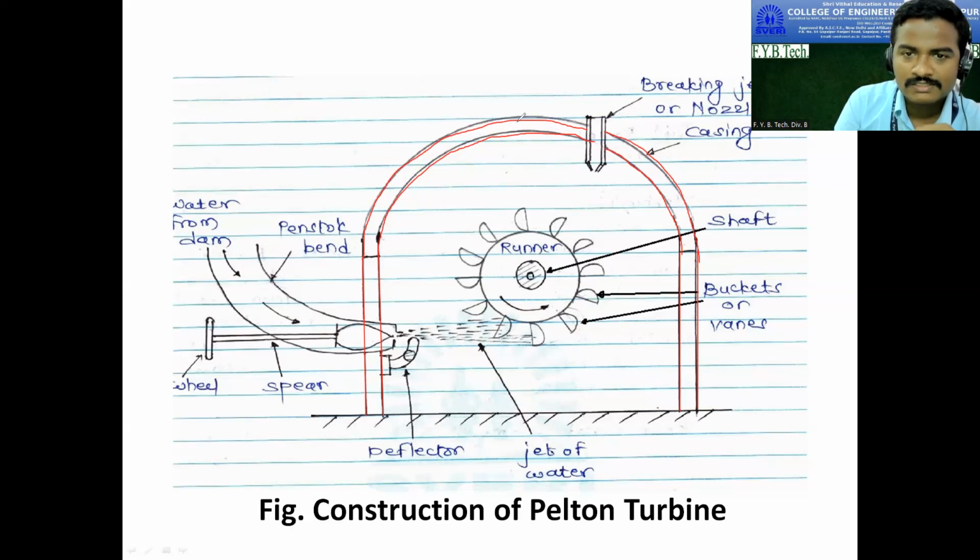So you can draw this runner, a circle, then inner circles you can draw, that is a shaft you can say, right? Then show the buckets.